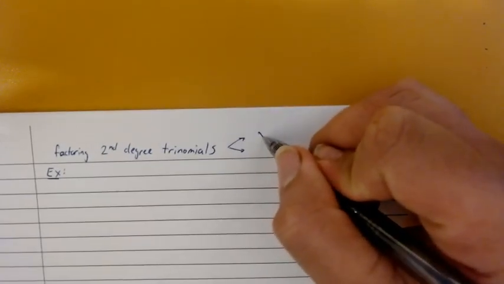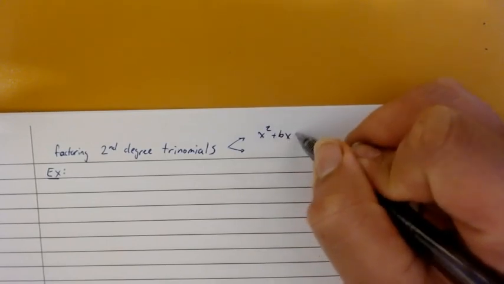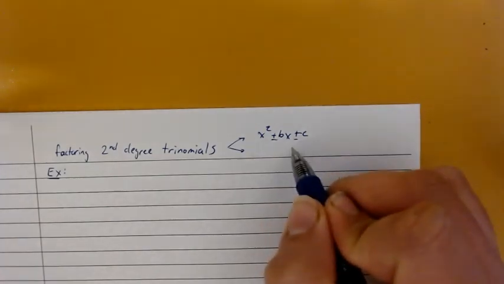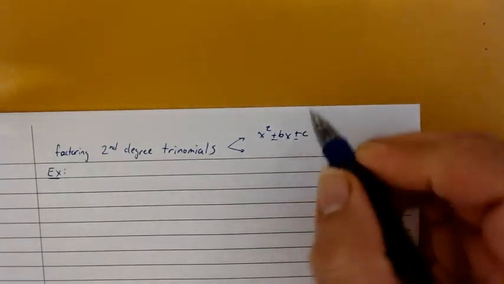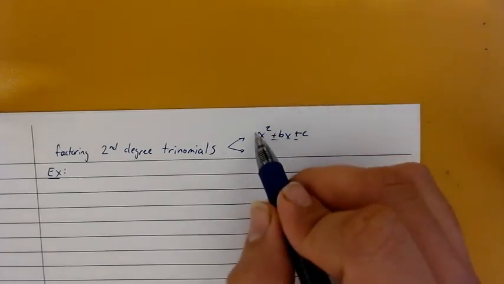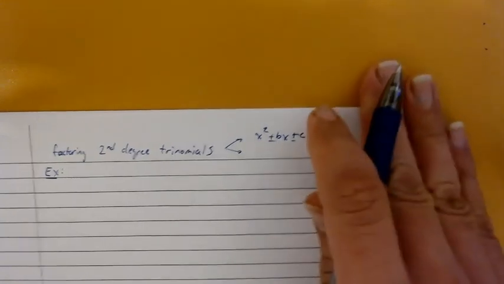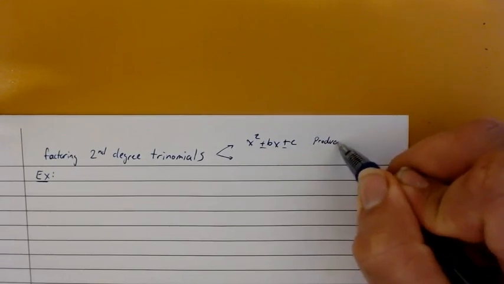So there's going to be two different possibilities. Either you have x squared plus some number x plus some number. Really, it should be plus or minus because they can be positive or negative. If that's the case, notice there's no coefficient in front of your x squared. This is like saying 1x squared. In this case, you're going to be using the product sum method, which we'll go over here first.